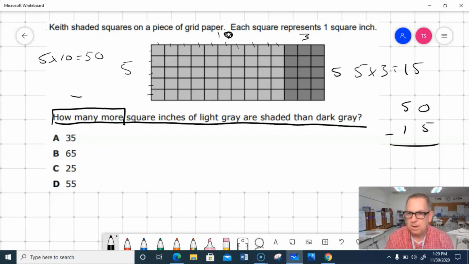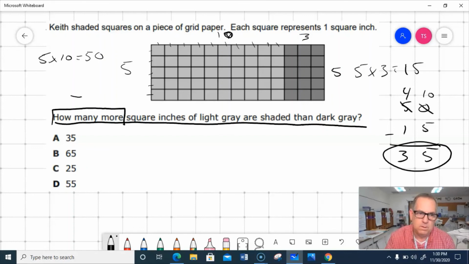Okay, let's check. I cannot take 5 from 0, so I have to go next door. That will leave 4 tens and give me 10 ones. 5 from 10 is 5, and 1 from 4 is 3. So it looks like 35 more squares are shaded. So I'm pretty sure that's my problem and my correct answer.